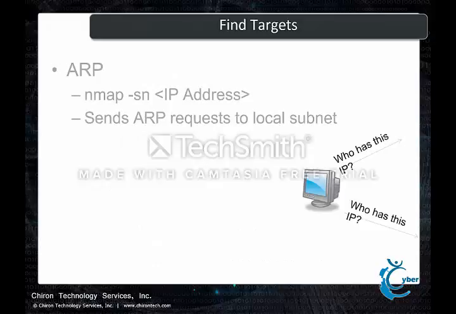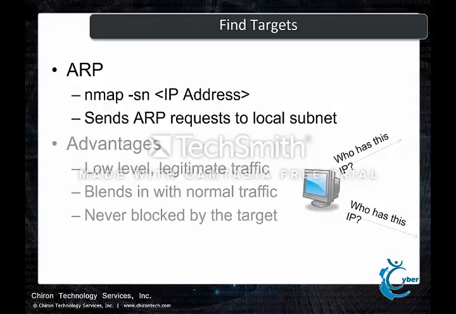So how do we find targets? Again, ARP, it's very simple, utilizing Nmap with a dash sn switch and an IP address. This actually sends out an ARP request on the local subnet. It works very well, and the great thing about this is that it's low level. It blends in with other legitimate ARP traffic that's already resident on the network. It blends in very well with a baseline.